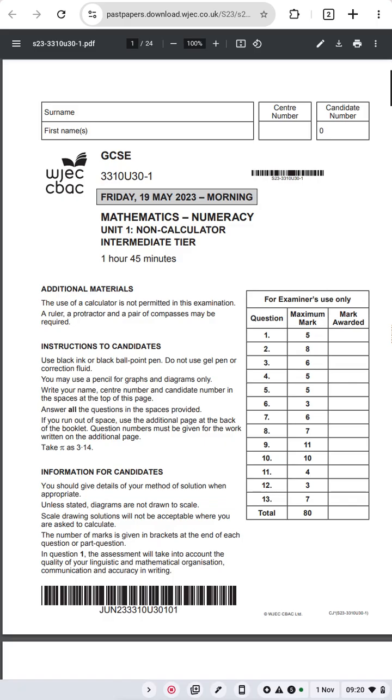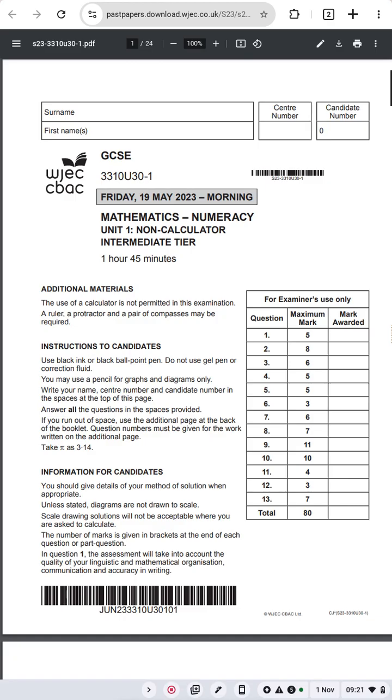Maths Numeracy paper from May 2023. So this paper consists of 13 questions, and I should point out that usually the second half of the questions on the intermediate paper are the first half of the questions on the higher tier paper that I've already done on this channel. So you may find that I've done these questions before. However, I'll be doing them as if I'm seeing them from scratch.